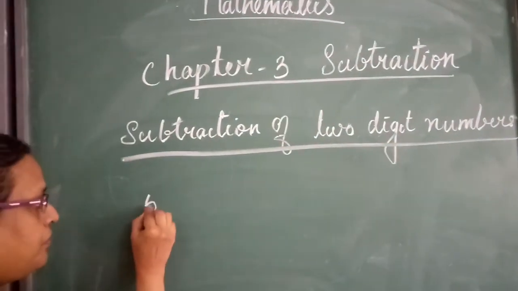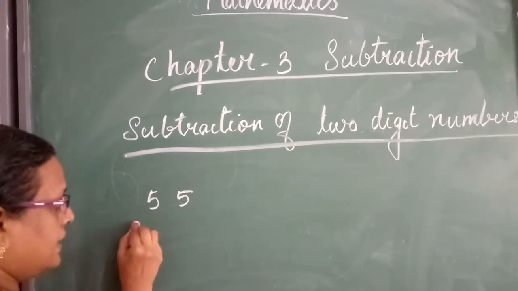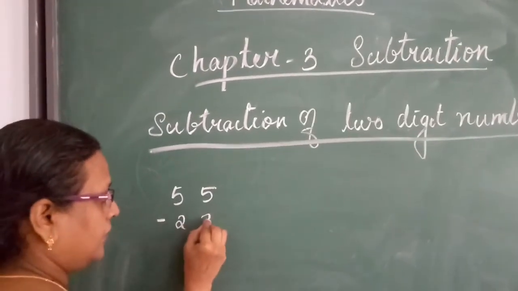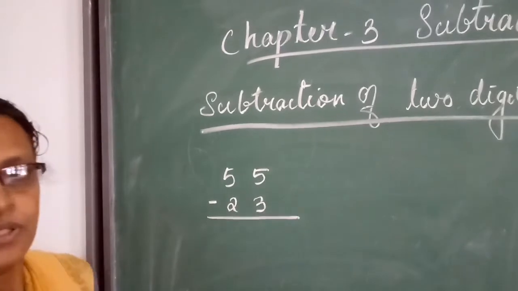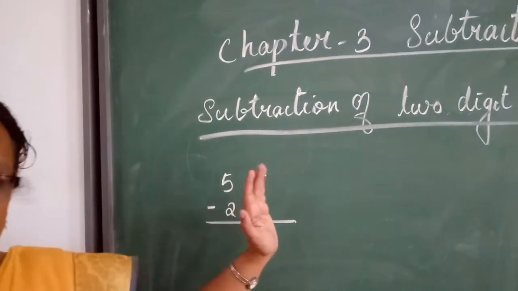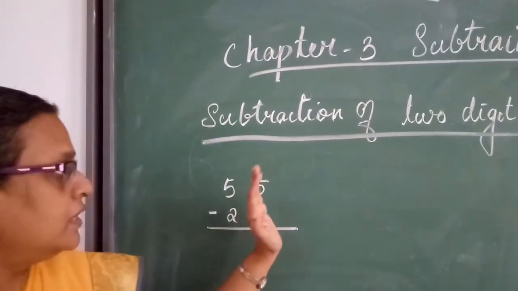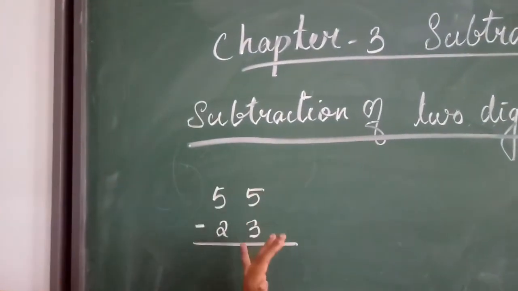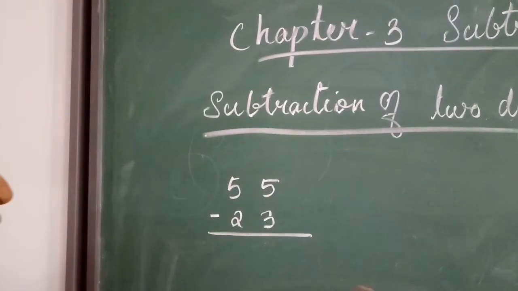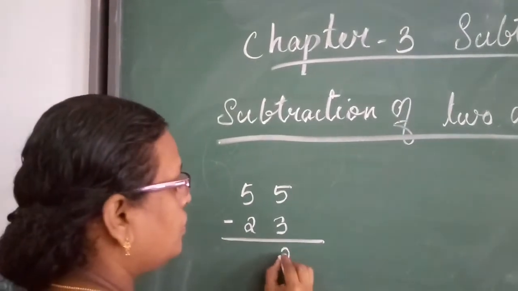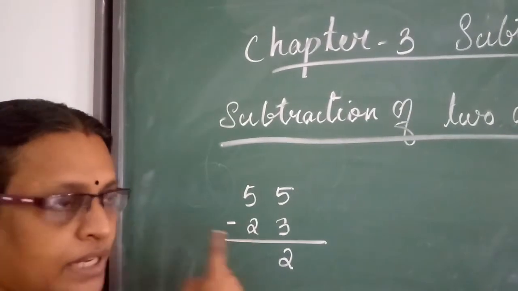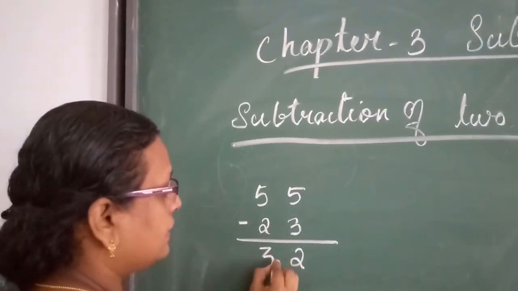Now 55 minus 23. Here, always for addition and subtraction, we start from the ones place. So first you want to do this 5 minus 3. What is 5 minus 3? That is equal to 2. Now 5 minus 2 equals 3.